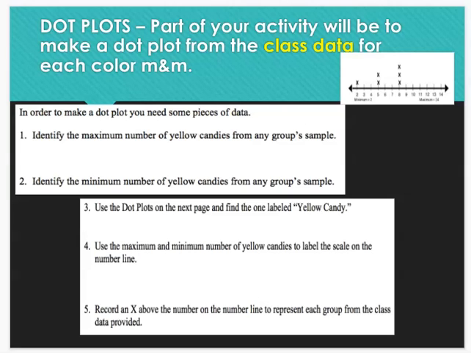And you're going to use the dot plots page, and you're going to label it yellow candies, and you're going to make sure you label your max and your min, make a nice even interval, and each person who has that number of yellow candies in their sample, you're going to record an X above there. You can use dots, but they're harder to see, so I like using X's.